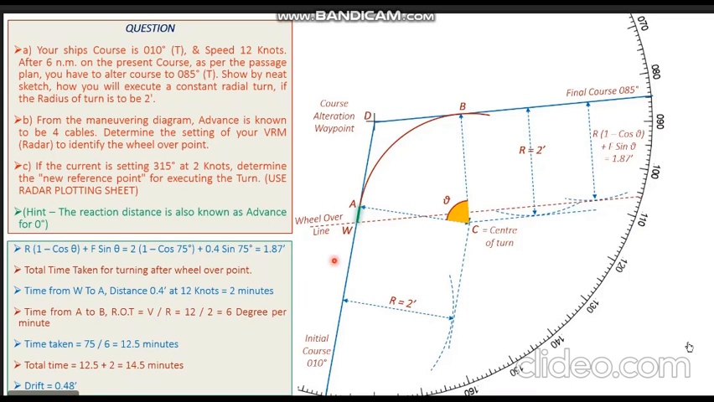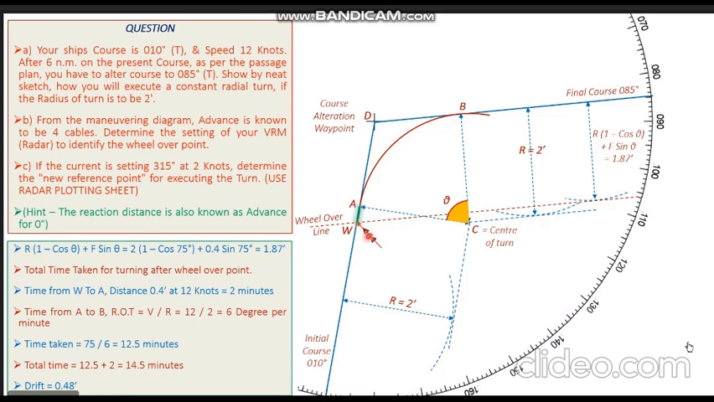Now, what I do is, let's come back to the plot. Pay your attention to point W. What I do is, I apply this current vector from point W in the reverse direction. Let me show it here. You can see this red color vector in the plot now. I have applied this red color vector. This is the current vector, the set and drift of the current. The direction is 315 and the magnitude of the vector is 0.48 miles.